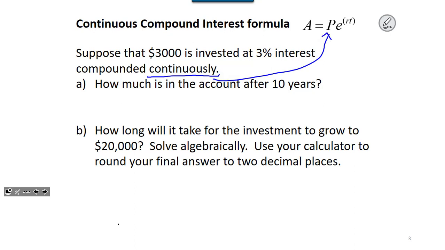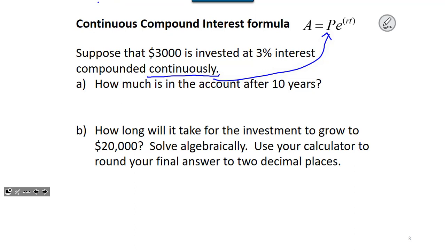And that formula is A equals P times e raised to the rt. So A is the same as it was before, P is the same as it was before. It's just the 1 plus r over n is now replaced with that number e, for which you will have a button on your calculator, and then that raised to the r times t. So it says, how much is in the account after 10 years? Well, that is just me plugging in everything that I have and figuring out a value.